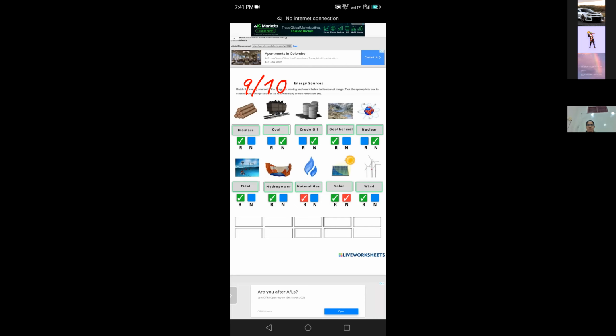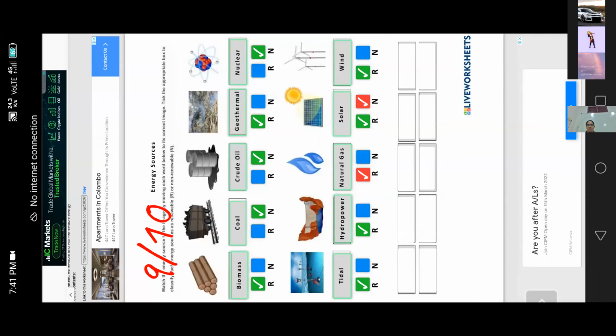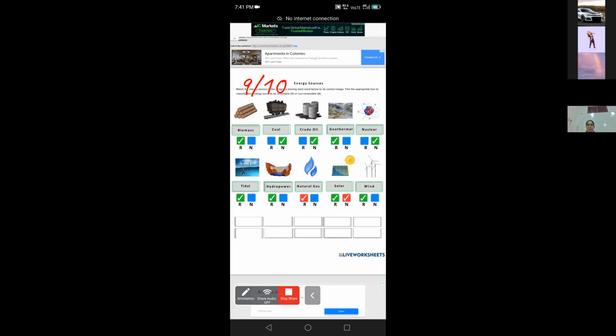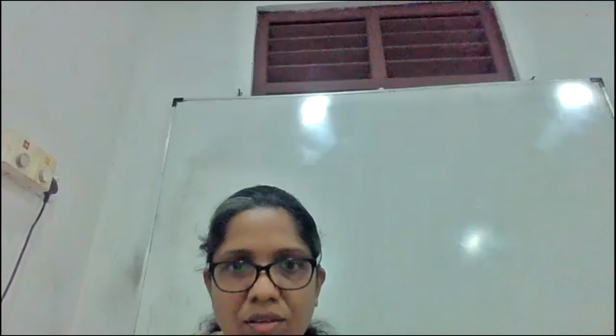Okay, let's see Tinuka Randhira's answer sheet. I will share it when I go to the main session. Okay. Now we are leaving. Let's go to the main session.